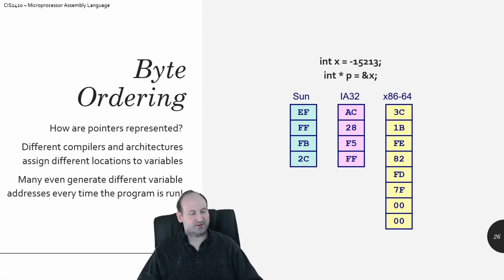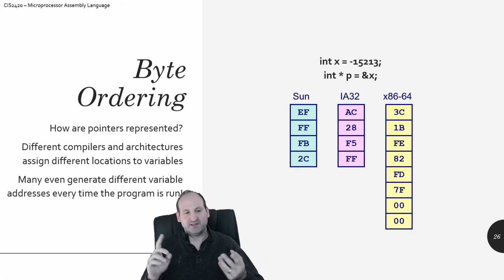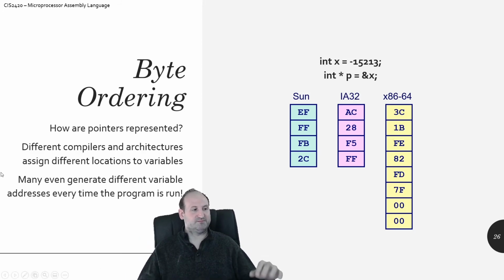Okay, a little bit more here. Let's see, how are pointers represented? It's coming back again, the same kind of idea. It depends on your architecture, whether you're in a 16-bit architecture or a 32-bit architecture or 64 or who knows what. Many compilers generate different variable addresses every time the program is run, because pointers are basically pointing to a memory address where another variable, or the real data, is stored.